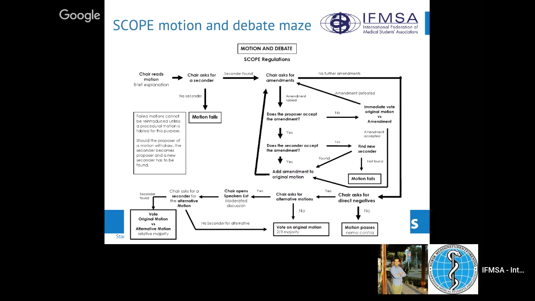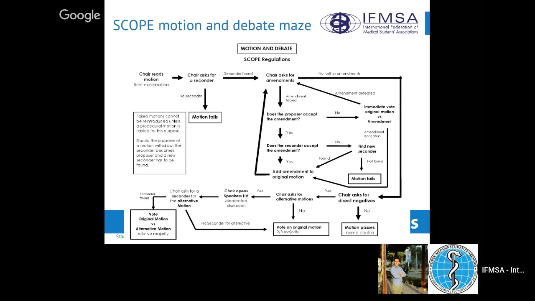So if you want to speak and share your opinion on the motions that are going to be voted on, you have to raise your voting card when the chair opens the speakers list and before the speakers list is closed. So we have a moderated discussion, and then at the end of the moderated discussion, in case we have an alternative motion, the chair asks for a seconder for the alternative motion.